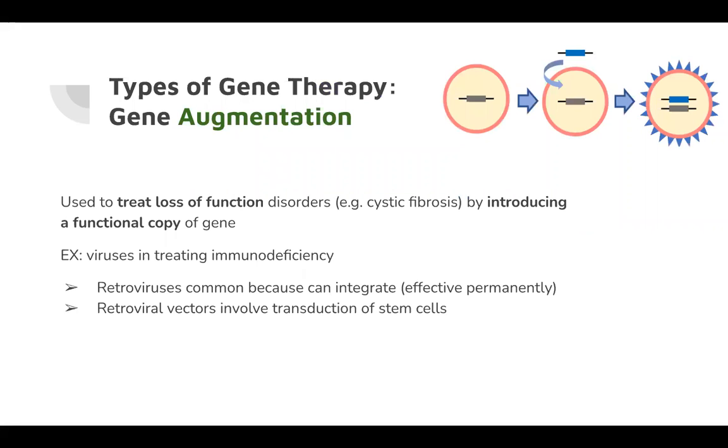And I'll talk about two of the three types of gene therapy, the first one being gene augmentation. This is for treating loss of function disorders like cystic fibrosis, where you introduce a functional copy of a gene that has lost its original ability. This is really useful in treating immunodeficient people, where you can use retroviruses. These are usually the most effective because they can integrate and they'll be effective permanently.